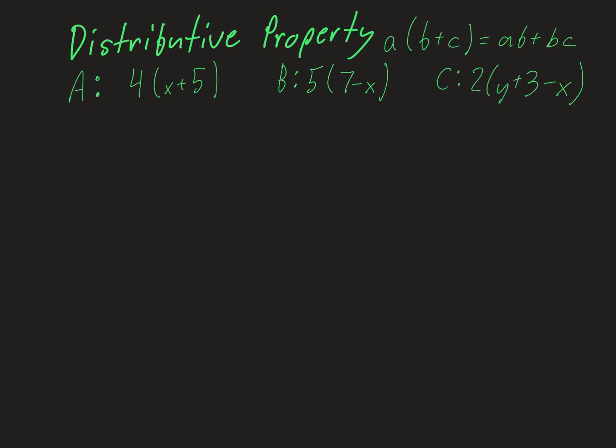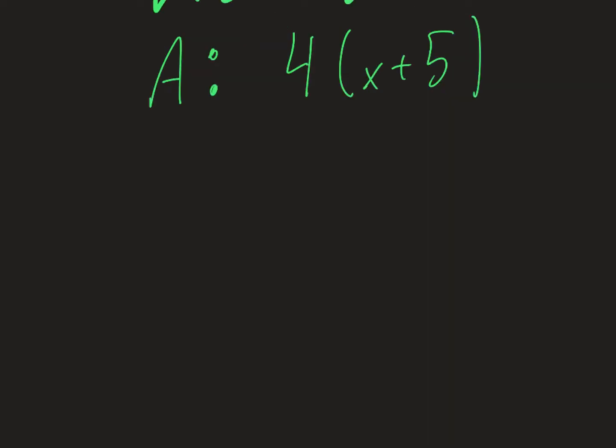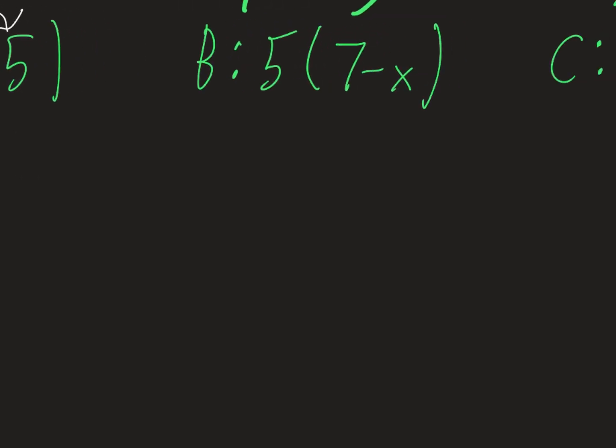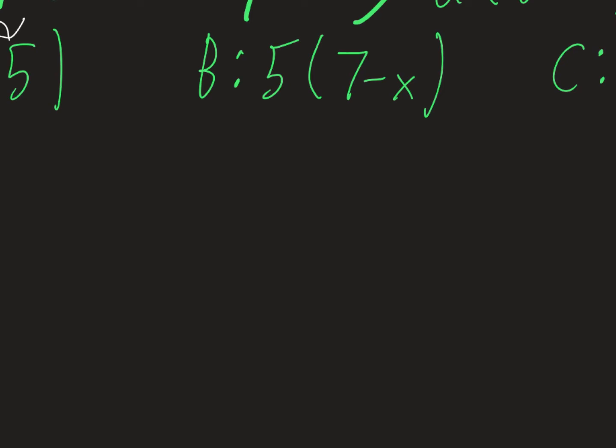Now, let us consider the distributive property, where a times the quantity b plus c is equal to ab plus bc. Basically, we take the outside number a and multiply it by all of the terms inside of parentheses. Let's first consider example A. We have 4 times the quantity x plus 5. 4 times x is 4x, and 4 times 5 is 20. We keep the plus.